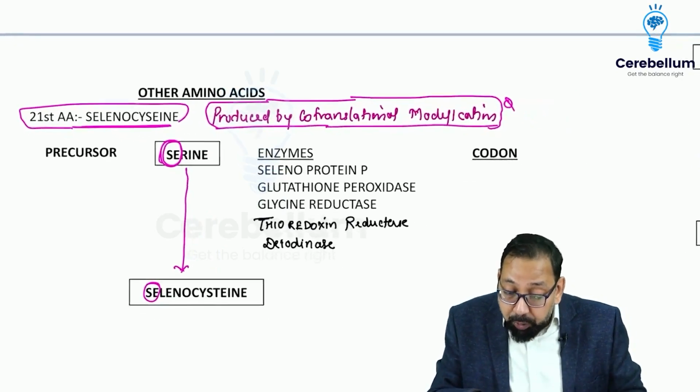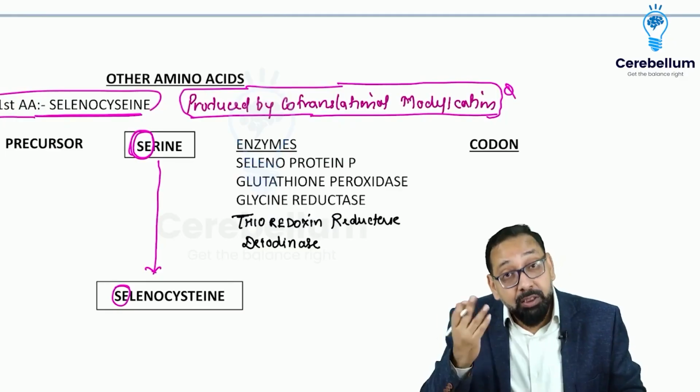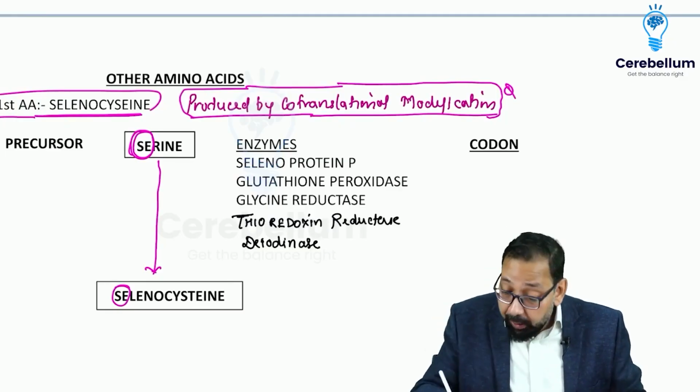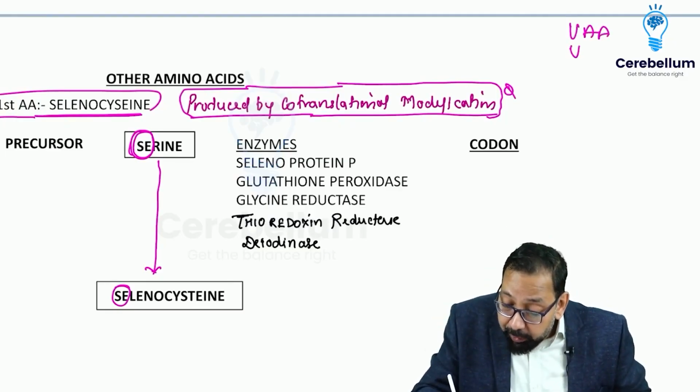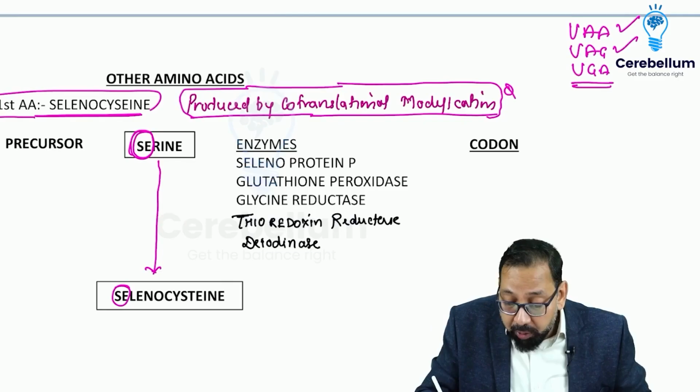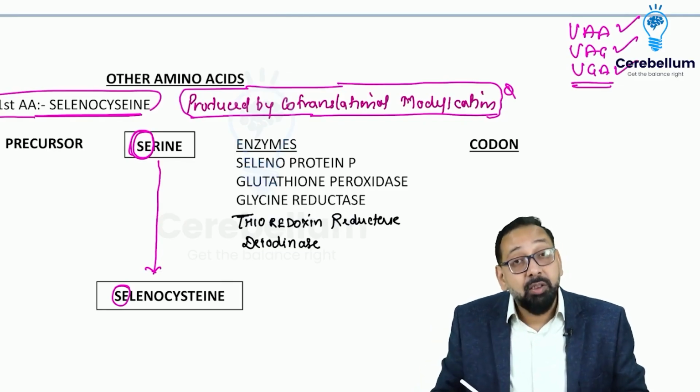And during protein synthesis, we know there are 3 stop codons. The 3 stop codons are UAA, UAG, UGA. You are away, you are gone, you go away. These are the 3 stop codons.